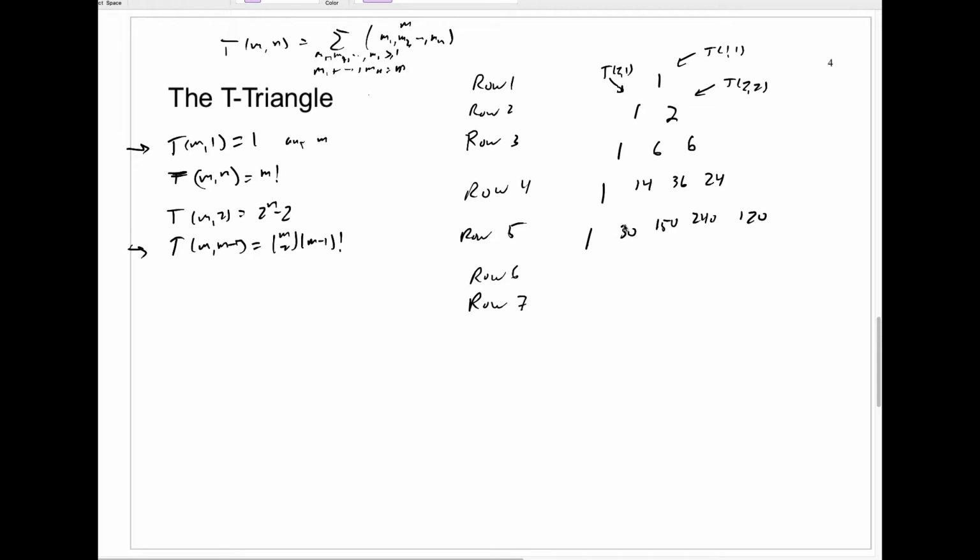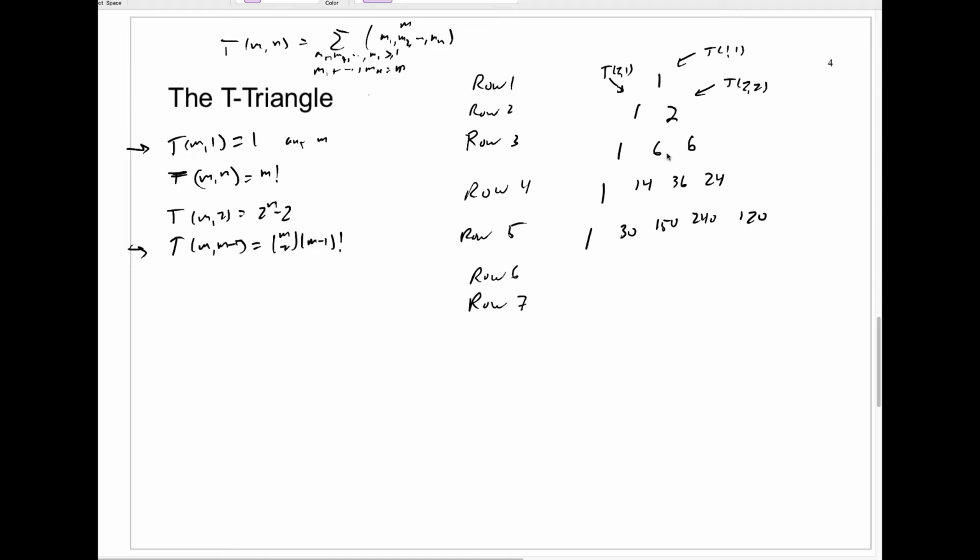Maybe each entry is double the sum above it. Well, look at this 36. 6 plus 6 is 12. That 36 is not twice 12, but it's actually 3 times the 12. This 50, above it you have 14 and 36, which add to 50. 150 is 3 times that sum, 50. So somehow the 150 is 3 times the sum above it.